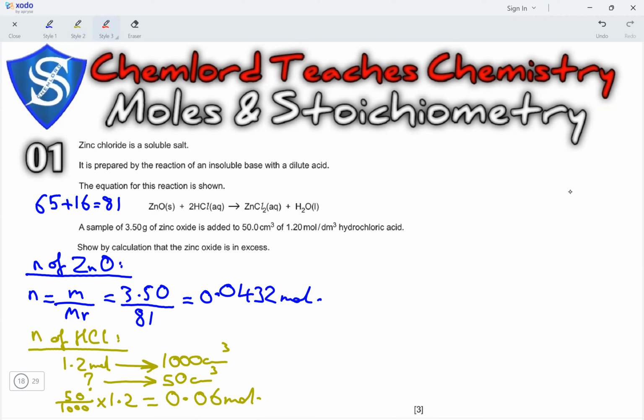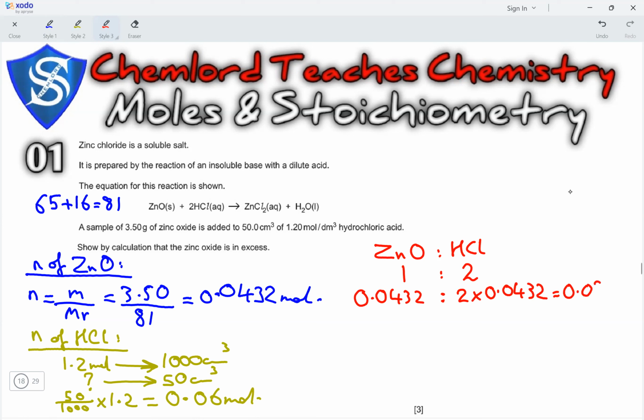Now that we have calculated moles of zinc oxide and moles of HCl, we need to see which one is in excess. So comparing zinc oxide to HCl, according to the given equation, 1 mole of zinc oxide reacts with 2 moles of HCl. The amount of zinc oxide that we have is 0.0432 moles. So the amount of HCl that would react with this much zinc oxide would be twice that of 0.0432, which gives us a value of 0.0864 moles.